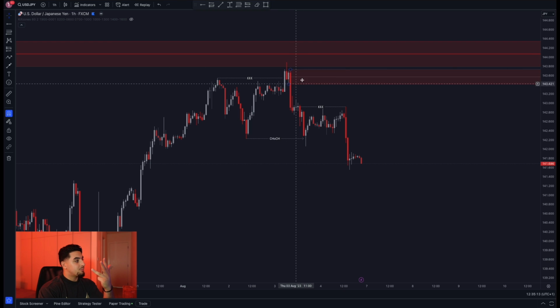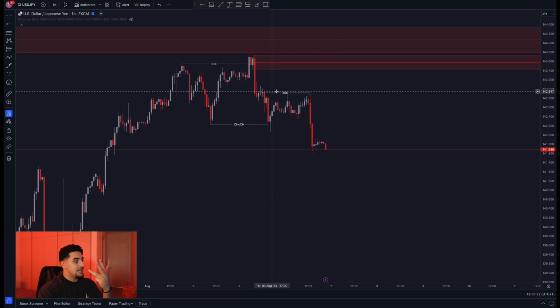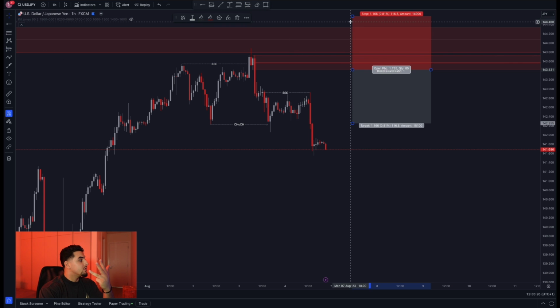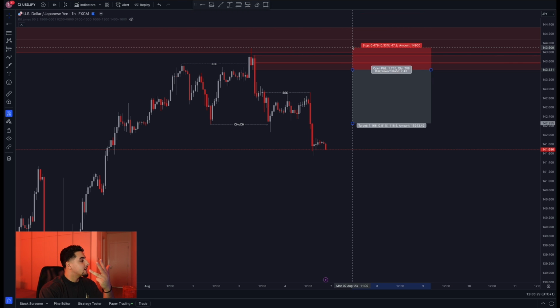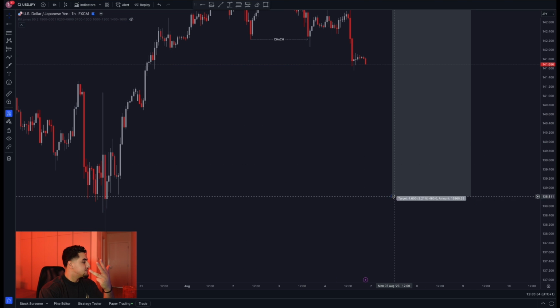And then we identified our premium area of supply right here with all of this inefficiency, resting within a very nice premium. So now when price pulls back and takes out this level of liquidity, I will get in this trade aggressively with my stops at the top wick. And I'll be looking to target some of the lower levels, okay? Potentially even the last low.